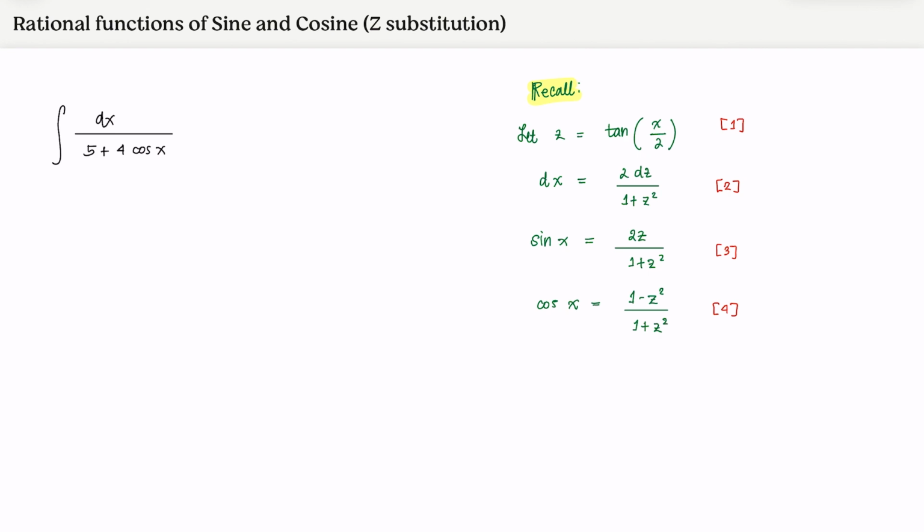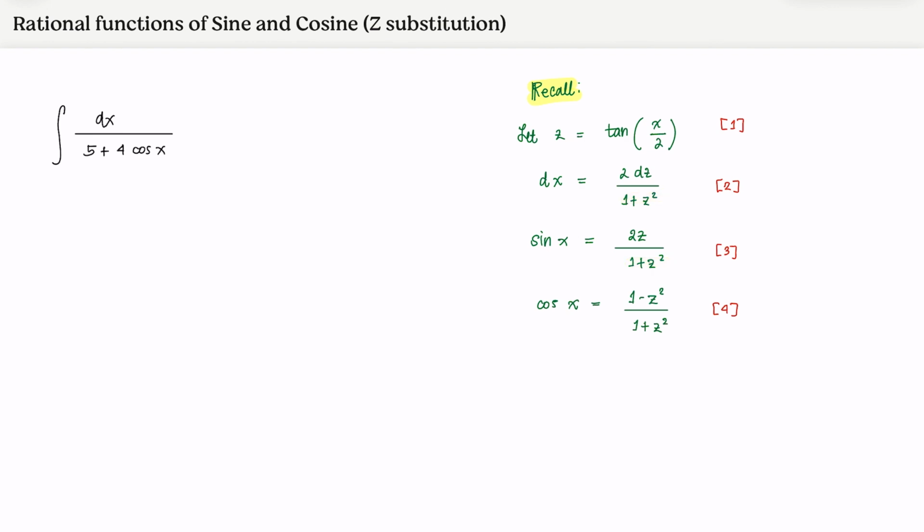I'm not going to prove this one because it is already discussed in class. The sine of x can be represented in terms of z as 2z over 1 plus z squared, and the cosine of x will simply be 1 minus z squared all over 1 plus z squared. If you notice, all except z have the term 1 plus z squared in the denominator. So maybe that will help you recall the z substitution.